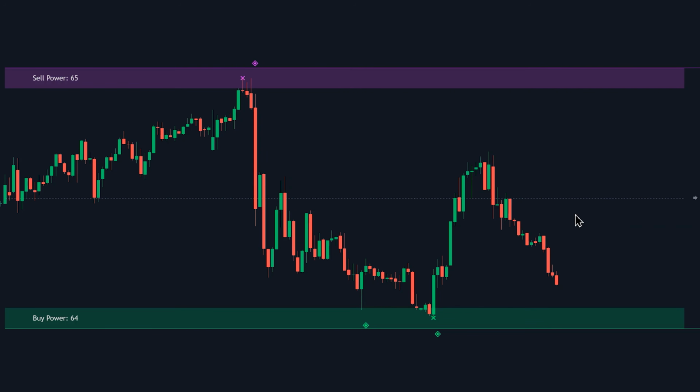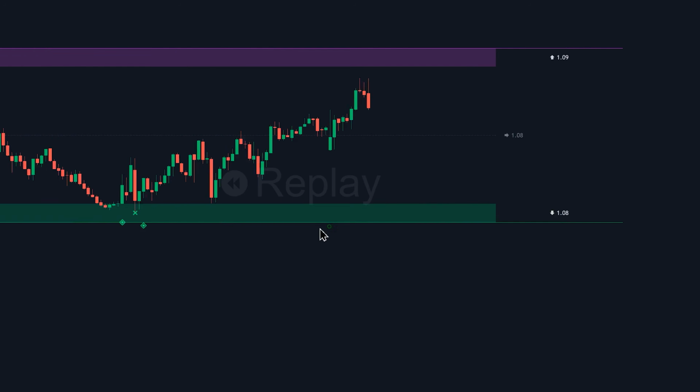And for those reversal signals, you'll see diamond markers pop up on your chart. These are important because they don't just appear randomly. There's a built-in delay to help filter out false breakouts. So the diamond acts as a more confirmed signal.